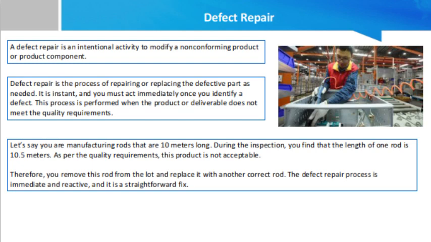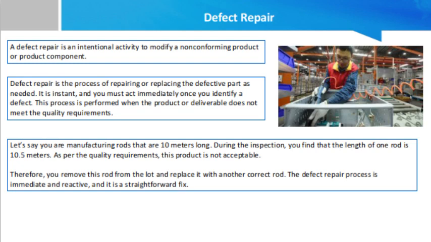Defect repair process. Defect repair is a two-step process. In the first step, you will assess if the deliverable meets the quality standards or not. If the deliverable does not meet the quality requirements, you will calculate the cost of repairing it. If the cost of repairing is less than the cost of the deliverable, you will repair the deliverable. But if the repair cost is more than the deliverable, you will replace the deliverable. In some cases, the deliverable cannot be repaired, so you will replace it regardless of the cost.